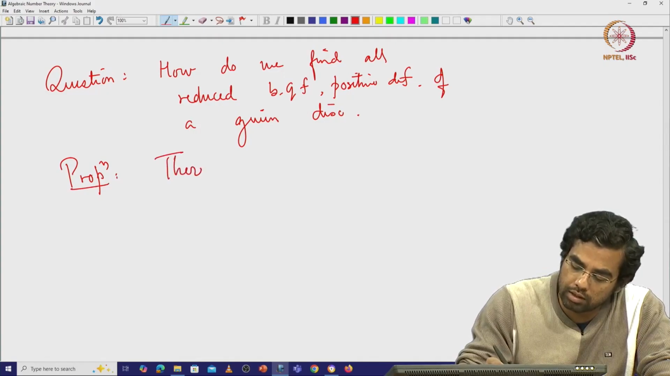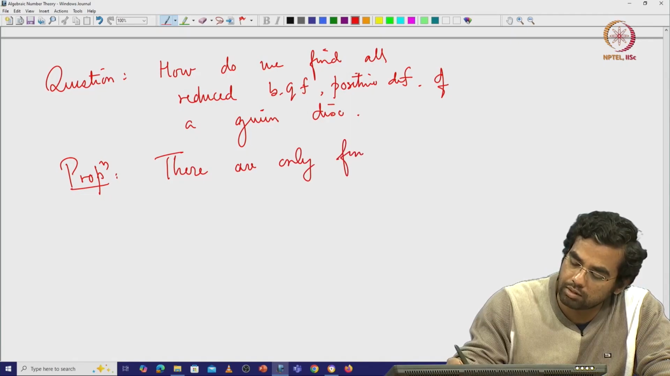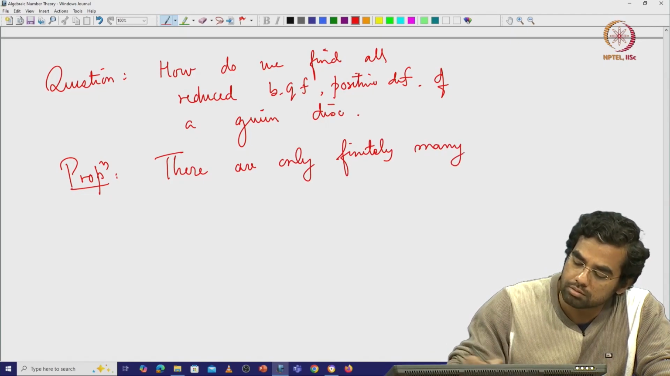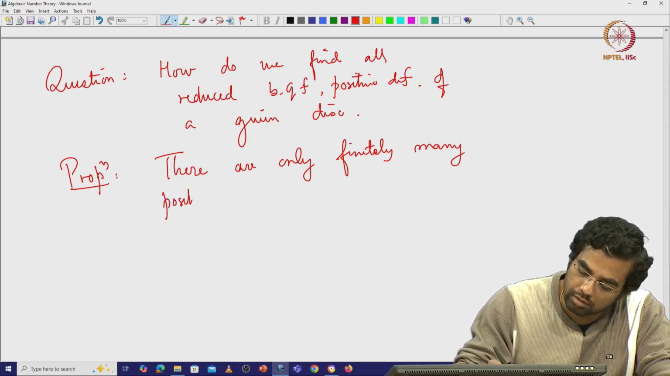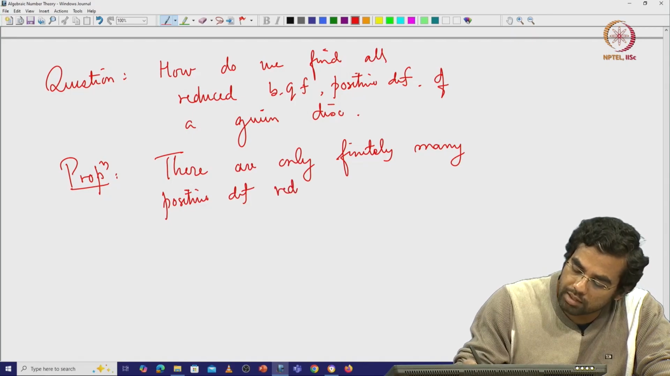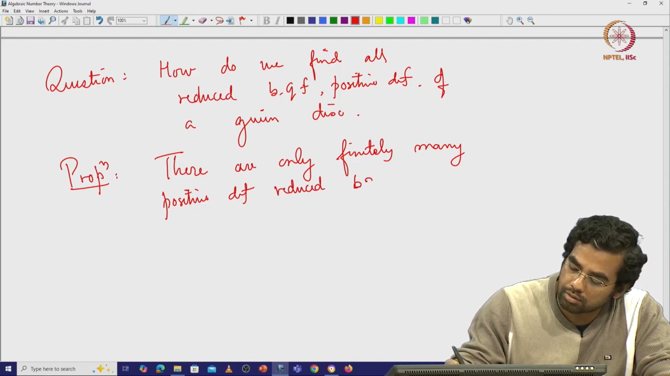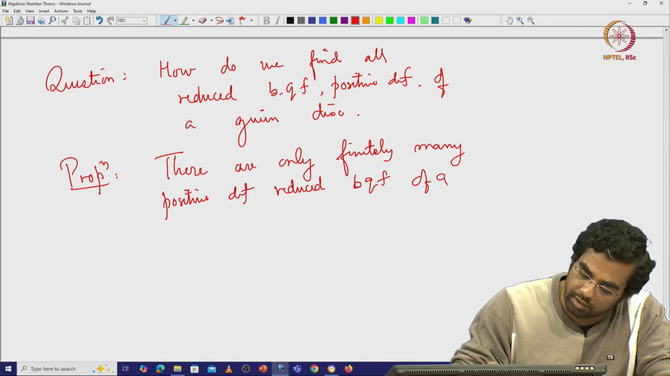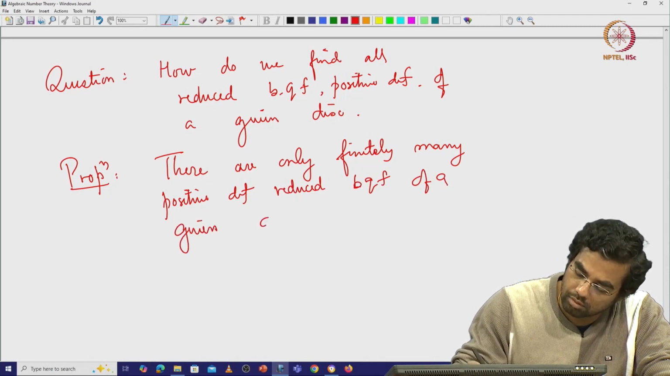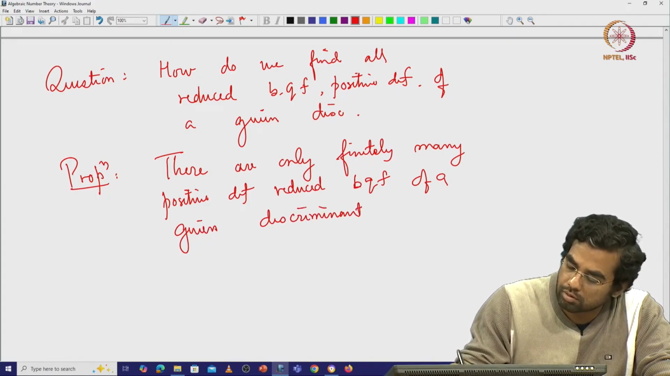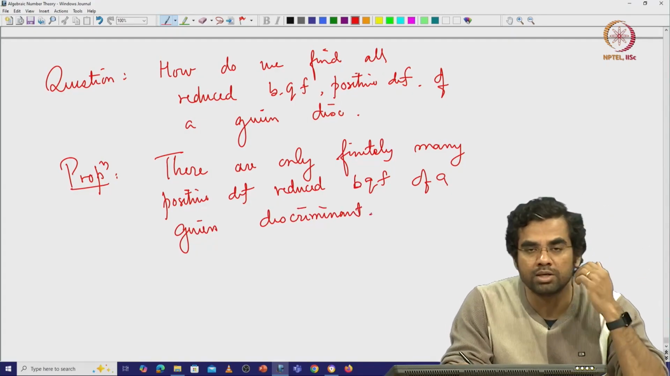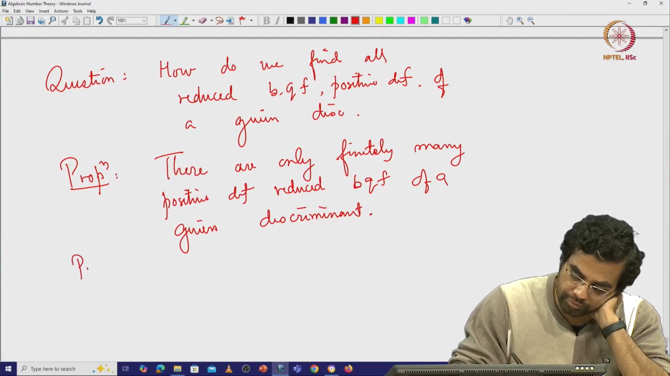There are only finitely many positive definite reduced binary quadratic forms of a given discriminant. So there are only finitely many ABCs. Okay, so proof.